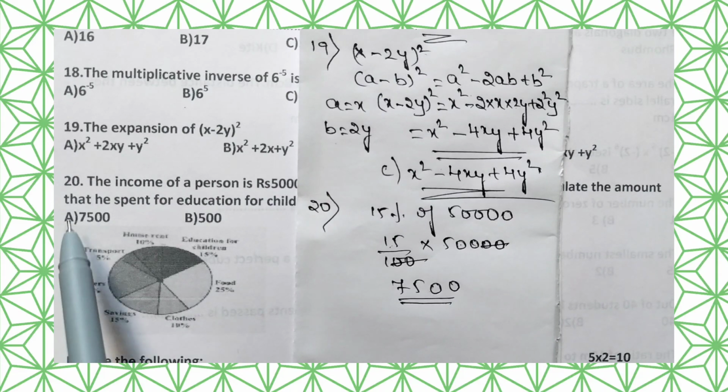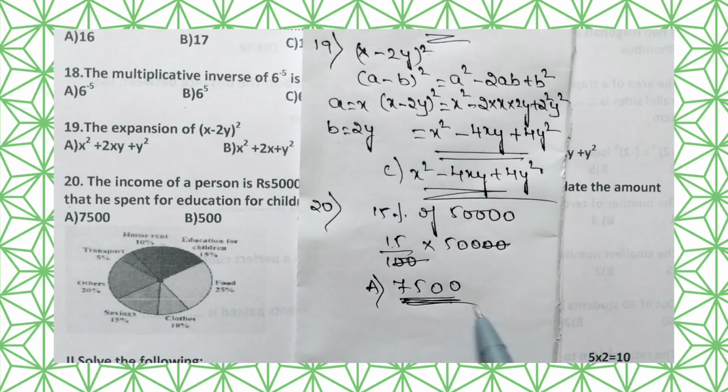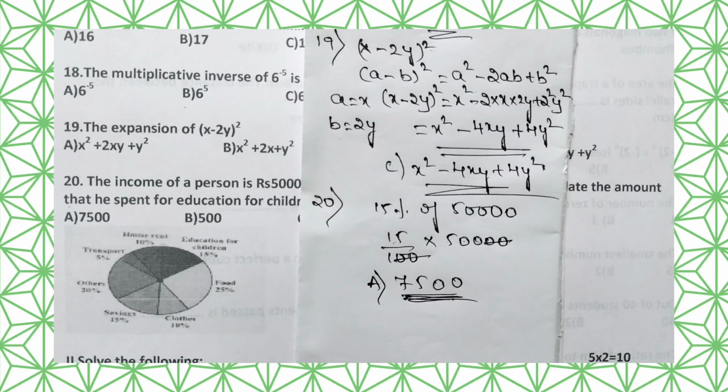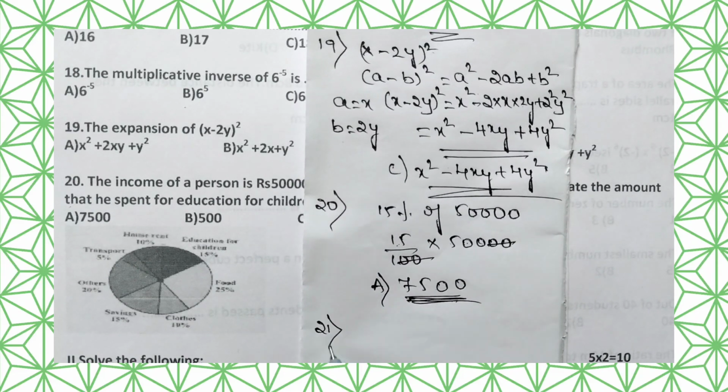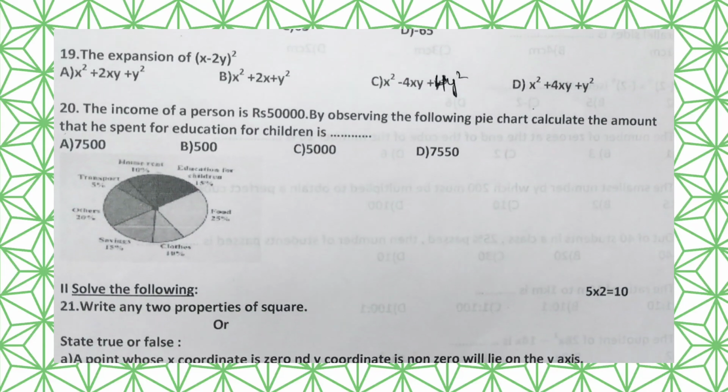So here see the options, option A, 7,500. So option A, 7,500 is the answer for the 20th MCQ question. Now let us move on to descriptive type of questions.